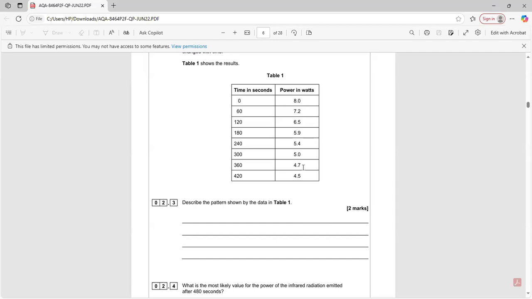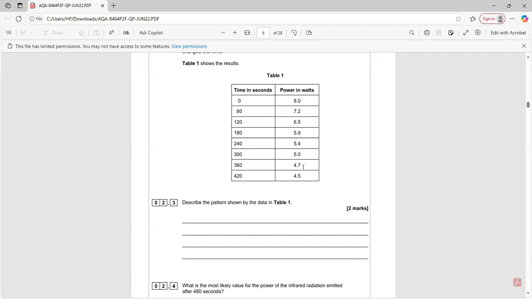So it's not direct proportionality. It's actually inverse proportionality. And if I go by what I'm seeing here, I can't even say that it's subtraction, because 8.0 minus 7.2 is 0.8. 7.2 minus 6.5 is 0.7. 6.5 minus what?